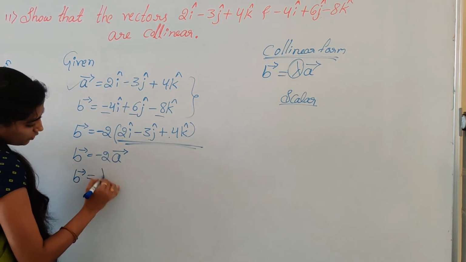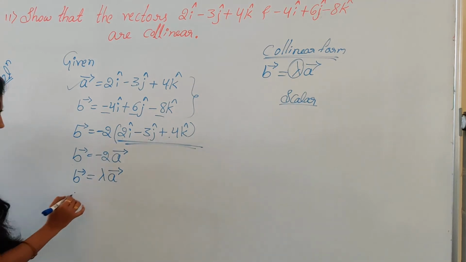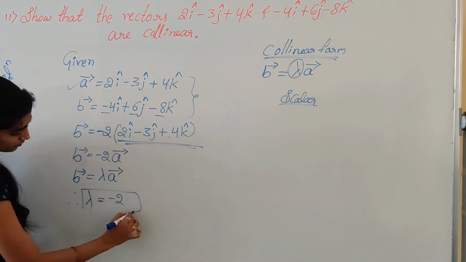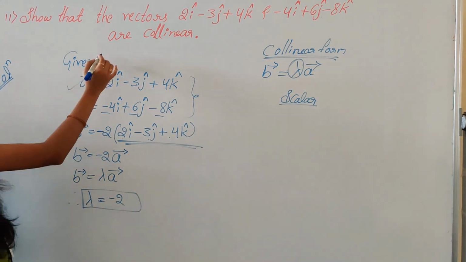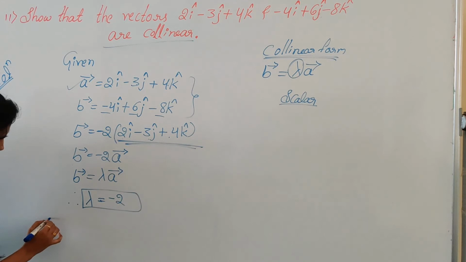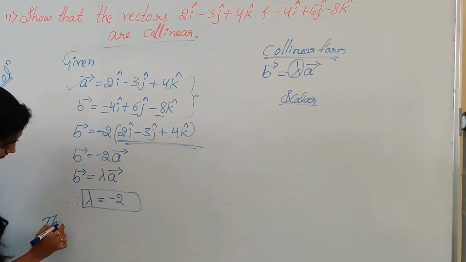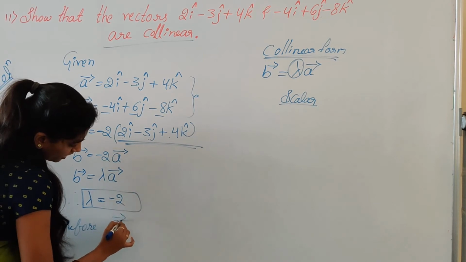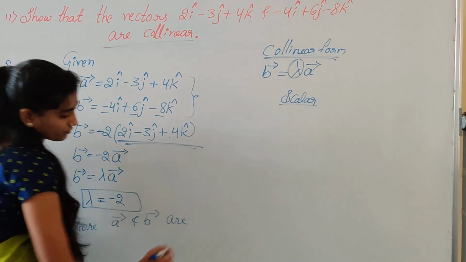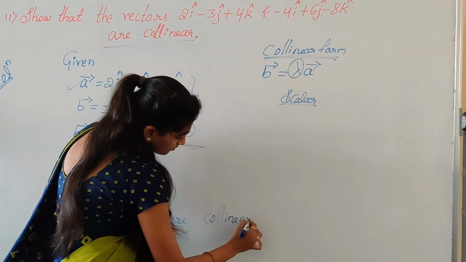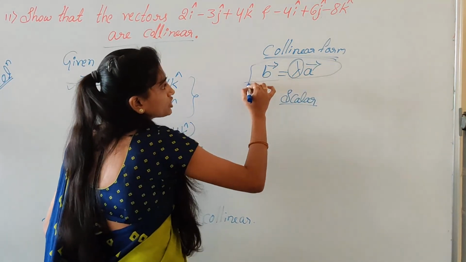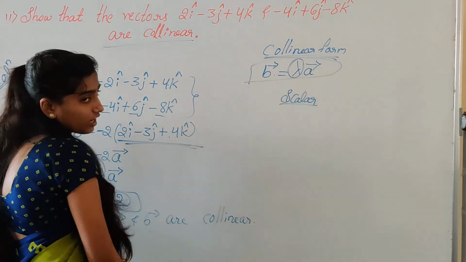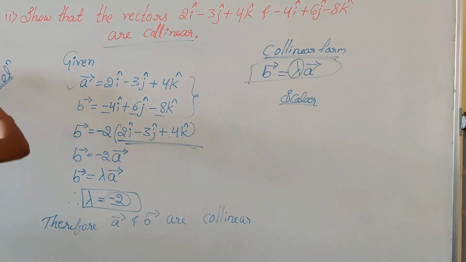This will be vector B is equal to lambda into vector A. Therefore here lambda is equal to minus 2. So here these two vectors satisfy the collinear condition. Therefore vector A and vector B are collinear. So this is the collinear form condition. Vector B is equal to lambda into vector A. So here lambda value is minus 2. That's why vector A and vector B are collinear. The next one.